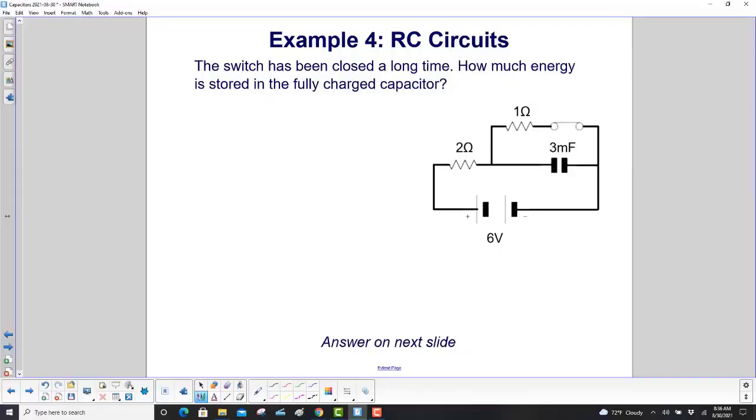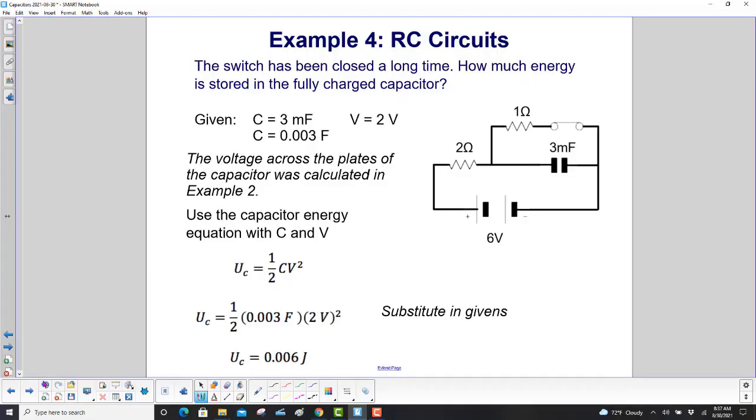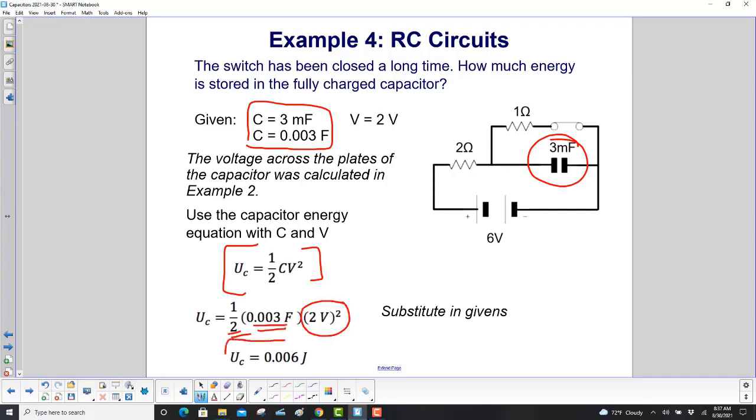The switch has been closed a long time. How much energy is stored in the fully charged capacitor? We convert the capacitance from millifarads to farads by moving the decimal point over 3 places. Right? 1 millifarad is 10 to the minus 3 farads. Now, in the previous example, we calculated the voltage across the plates of the capacitor to be 2 volts. So we're not going to do that again. You can back up and see how we did that if you'd like. And the energy is 1/2 CV squared. Here's the capacitance. Here's 1/2. Please make sure you square the voltage, and you get 0.006 joules of energy storage.